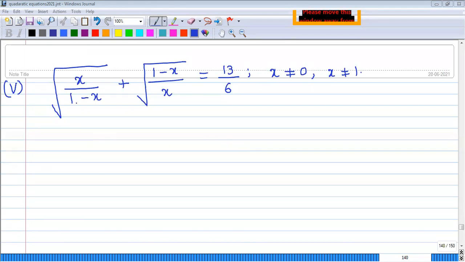Okay, my idea. Suppose this is t, root of x by 1 minus x is equal to t. What does the other become? 1 by t. Yeah, that's all. Simply we can solve. Okay, let us proceed.